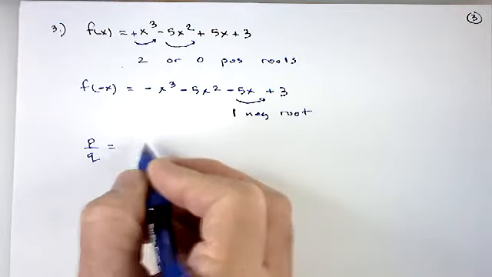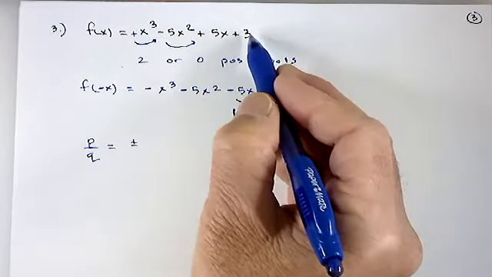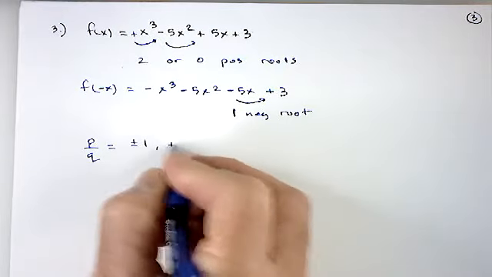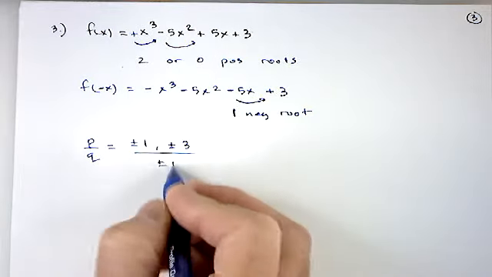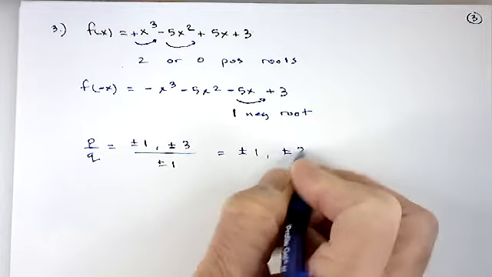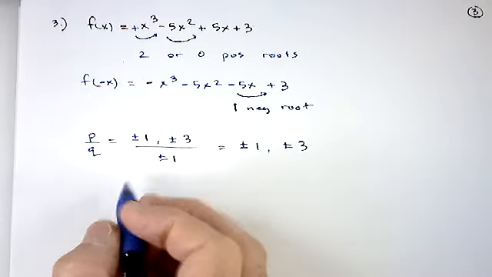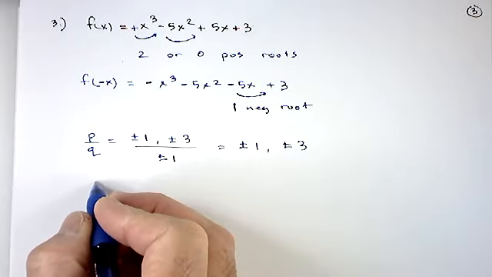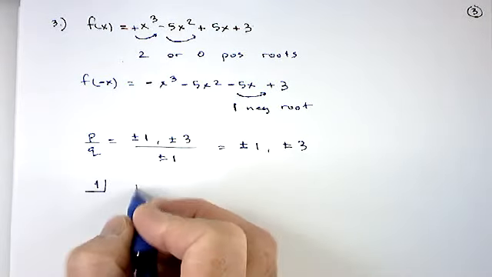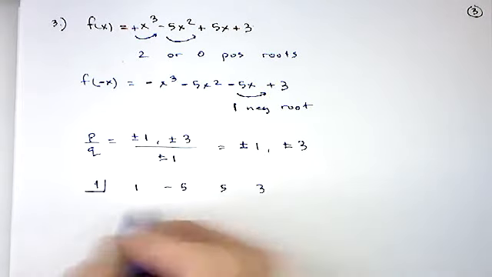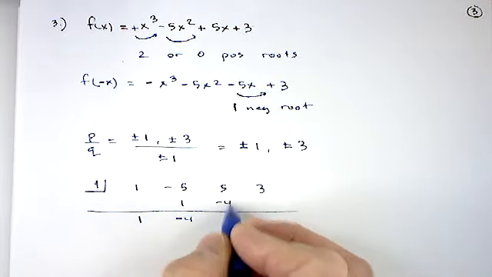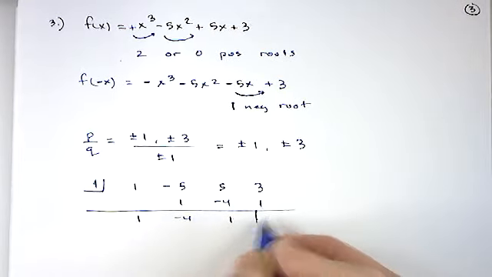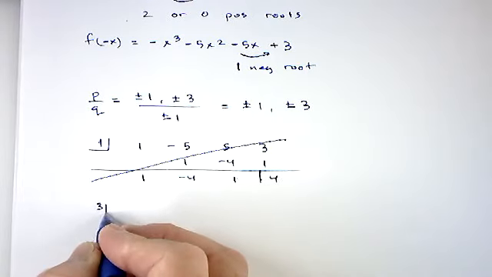If it's a rational root, then it would have to be plus or minus the factors of 3, 1, 3, divided by plus or minus the factors of your leading coefficient, which is 1. So this is just plus or minus 1, plus or minus 3. There's only 4 things to check if we have rational roots here. So we could try 1. That's not going to work. We're going to get a remainder of 4 here. So that's out.